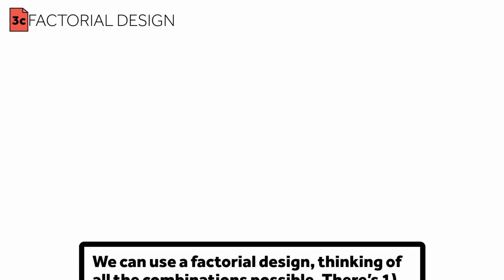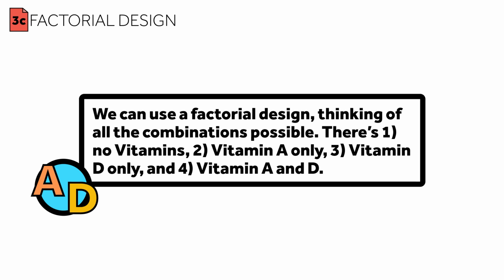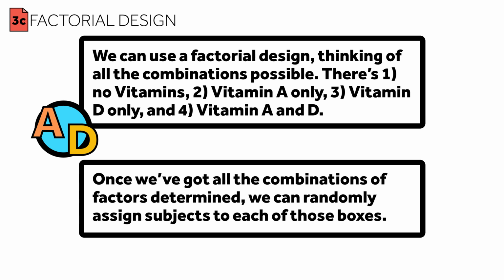Let's say we were testing the effects of both vitamins A and D, for instance. We could test some subjects on vitamin A, some on vitamin D, and some on neither. But it's possible that we might also want to know how these vitamins affect each other. We can use a factorial design, thinking of all the combinations possible. There's no vitamins, vitamin A only, vitamin D only, and vitamin A and D. Once we've got all the combinations of factors determined, we can randomly assign subjects to each of those boxes.